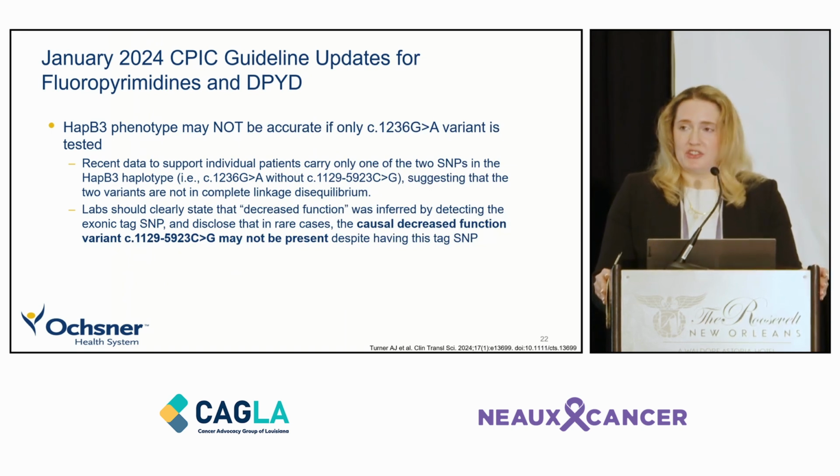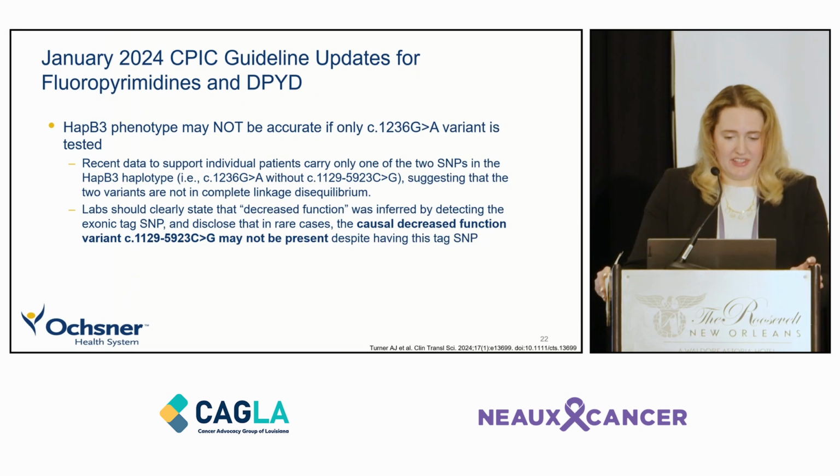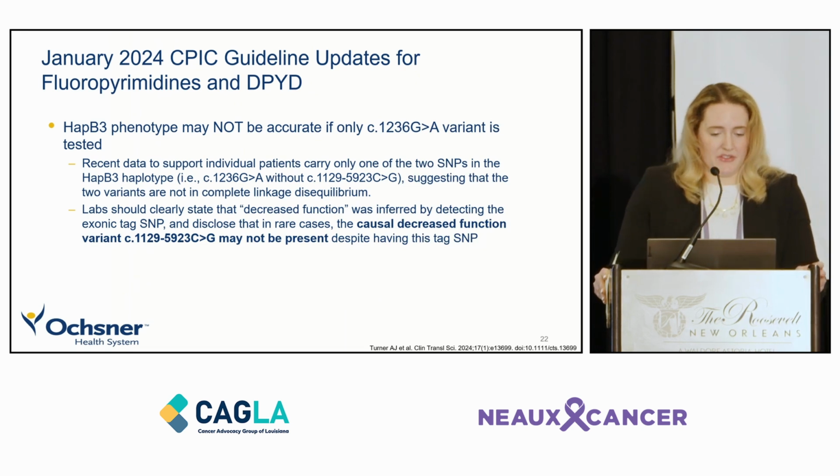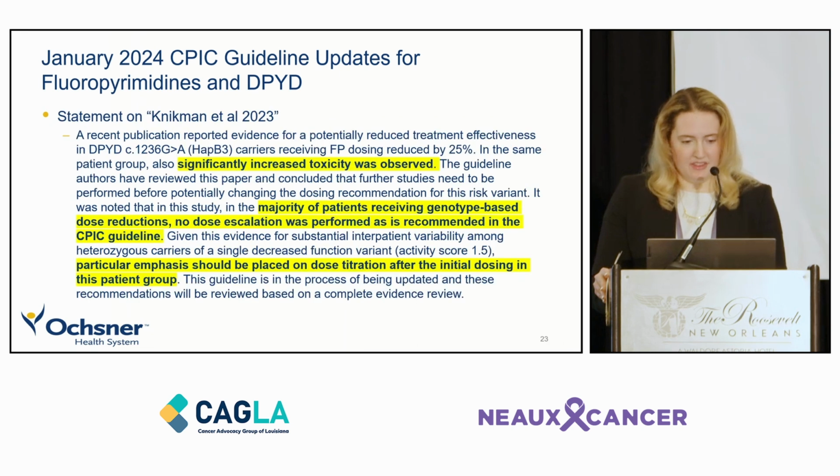A study came out that showed there are patients who will have just the 1236G>A without links to the causative enzyme change. So what this means is that if a test is only looking at this and not the true causative SNP change, it could come back saying a patient has a variant when in reality they may actually not. So our guidelines say that we should clearly state that this was inferred by the causal SNP, and if it's not present, interpret carefully because this patient may not truly have a DPD deficiency.